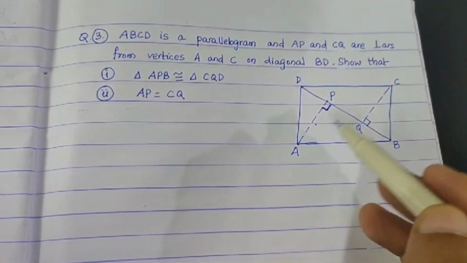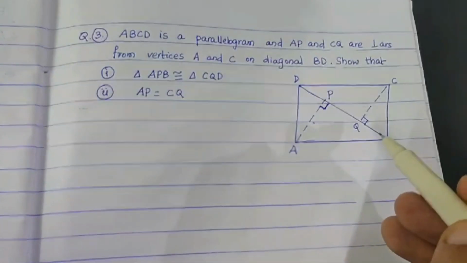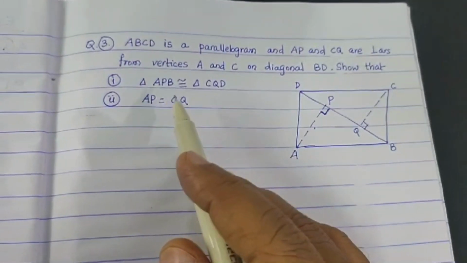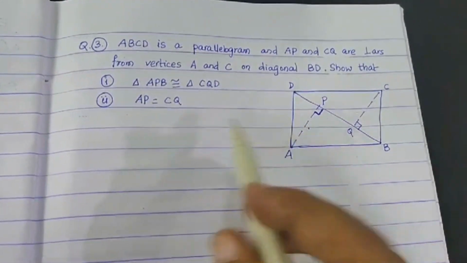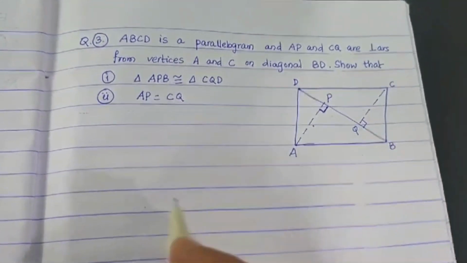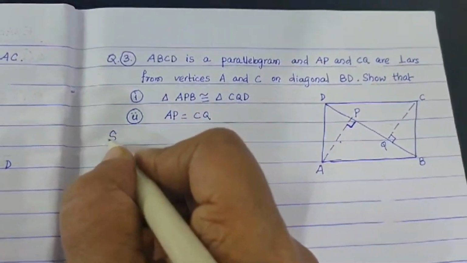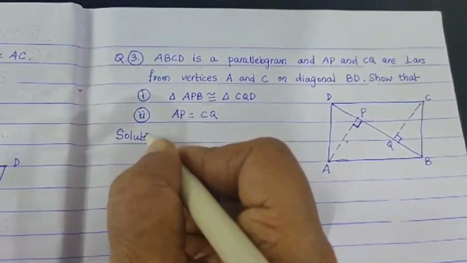From vertices A and C on diagonal BD. So that triangle APB is congruent to triangle CQD, and AP equal to CQ. Now let's solve it. Solution.